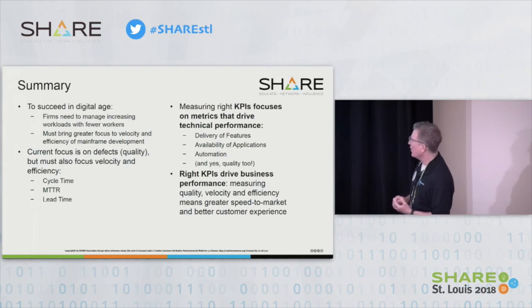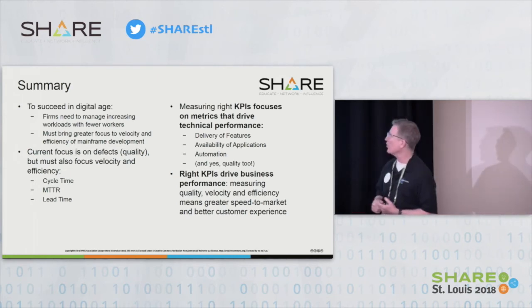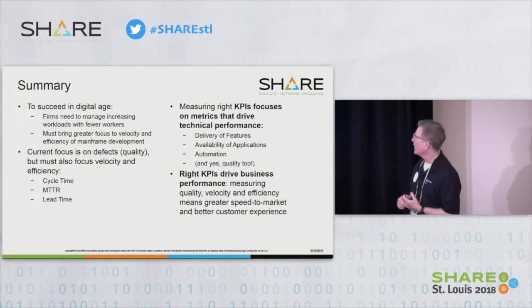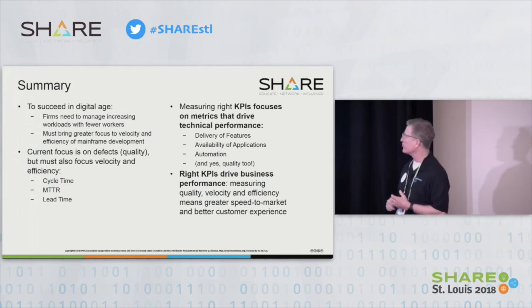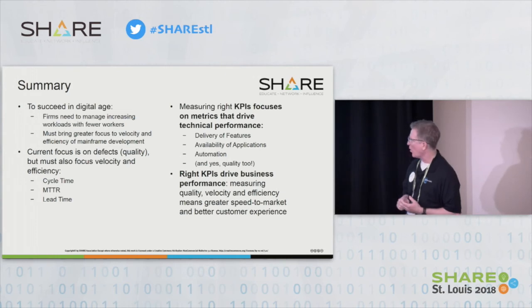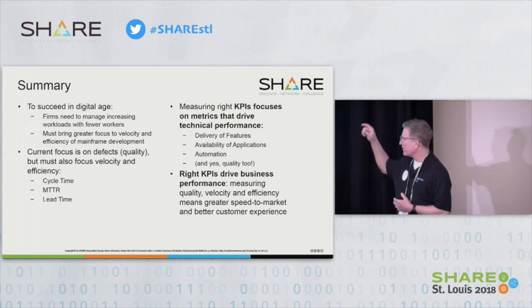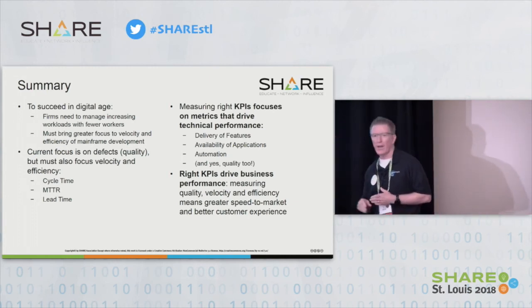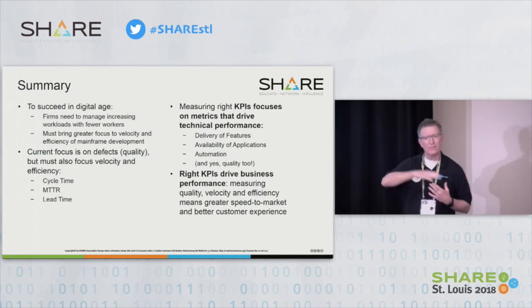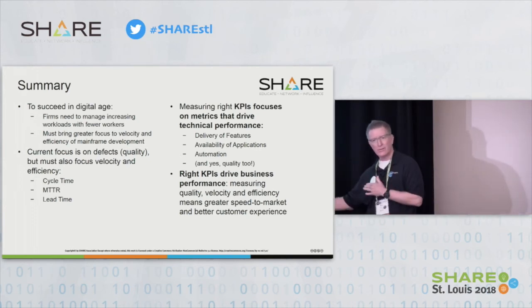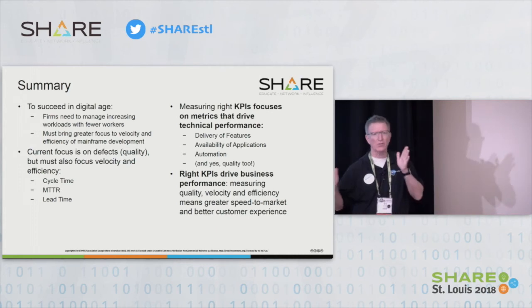To succeed in a digital age, firms need to manage increasing workloads with fewer workers. We've already seen that, and bring greater focus to velocity and efficiency, and not just quality. Currently we've got a lot of focus on defects and quality, and that's fine. But things like cycle time: how long is it taking to go from the point when development's done to getting it out to our customers? In most of the shops we've seen, that time is enormous.